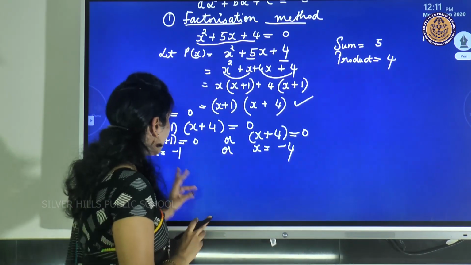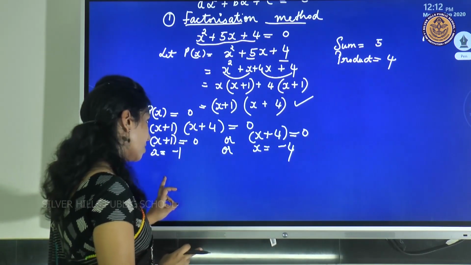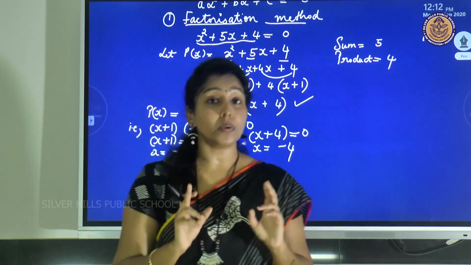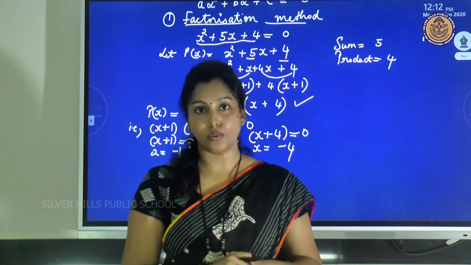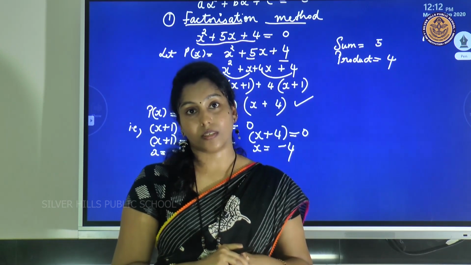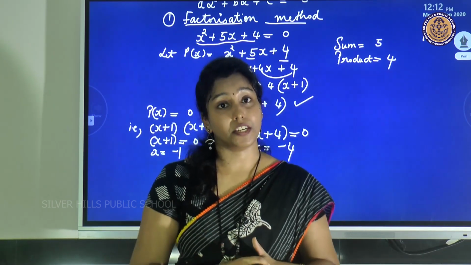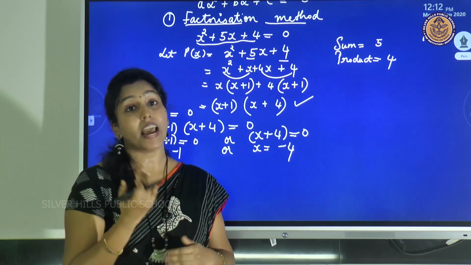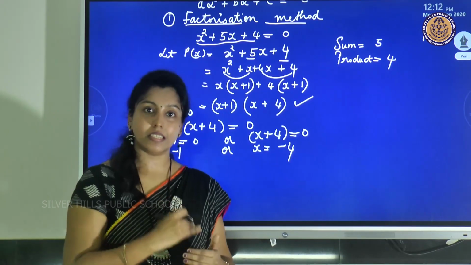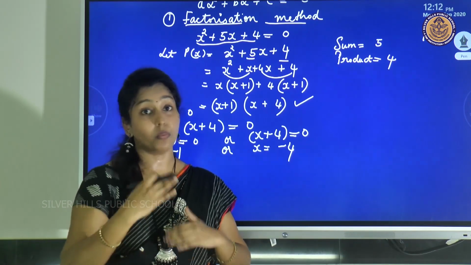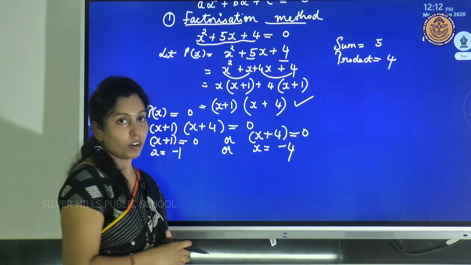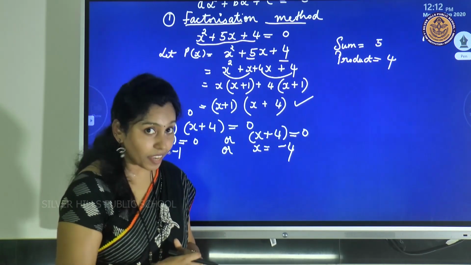So how many roots are there? There are two roots here, minus 1 and minus 4. And whenever the degree of a polynomial is 2, its roots will not exceed 2. Maximum 2 roots will be there. Okay, we will say at most 2 roots, less than or equal to 2 roots. It won't go beyond that. Hope this example is clear to all of you. Now we will move to the next question.